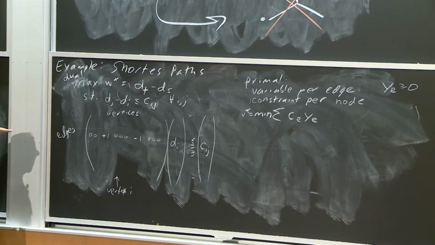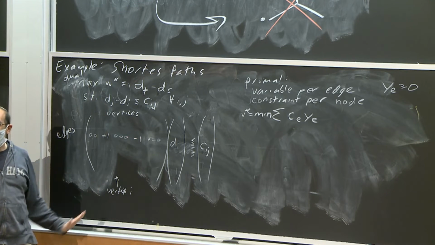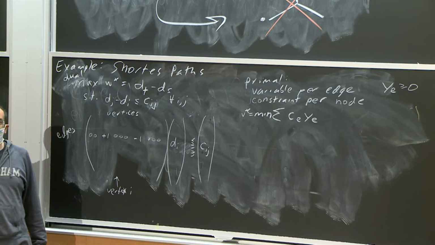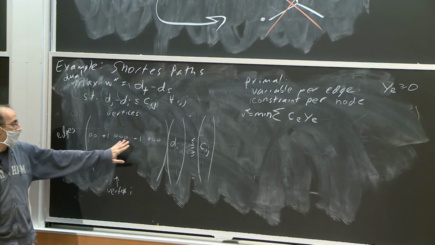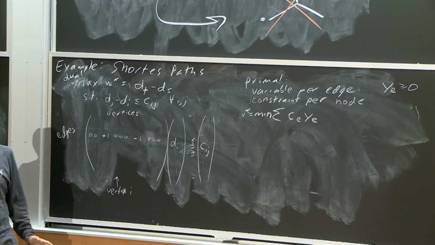Remember, we figured out what's in this matrix by thinking in rows. Now we have to think in columns in order to understand what constraints come out in the primal. So what am I going to see? Well, obviously, I'm going to see zeros and ones and minus ones, but which ones?